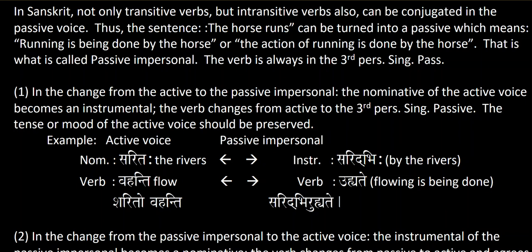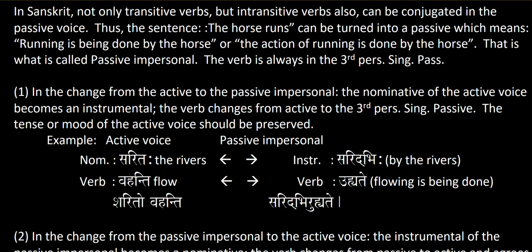Thus, the sentence, the horse runs, can be turned into a passive, which means running is being done by the horse, or the action of running is done by the horse. That is what is called passive impersonal. The verb is always in the third person singular passive.